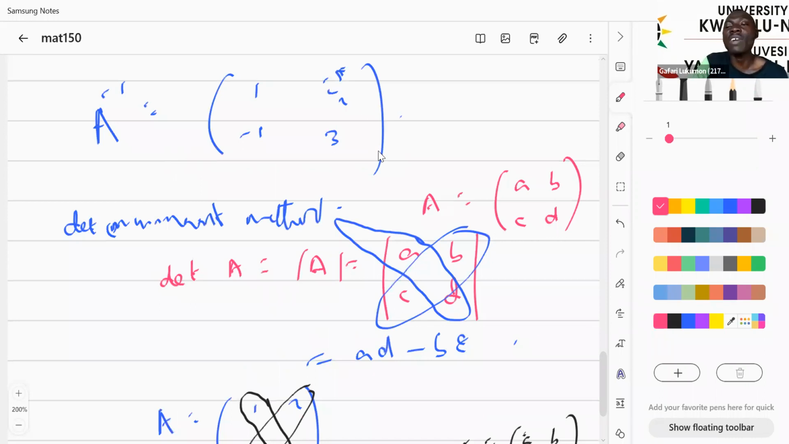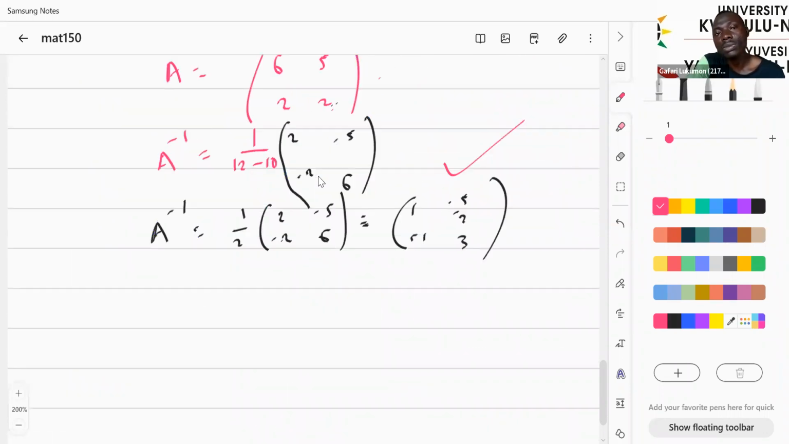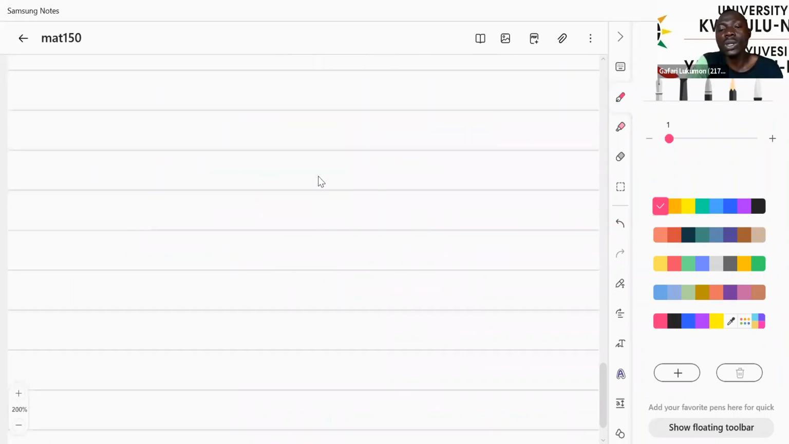So if you have it in the exam, you don't need to stress yourself. Guys, I hope you understand the method now. Do you understand the method? If you understand the method, can you quickly use that to solve this? I think one of the questions, before I move to the question, the guy told me. So when you have 4, 2, 6, 3, who can quickly tell me the inverse of this matrix, if it exists?